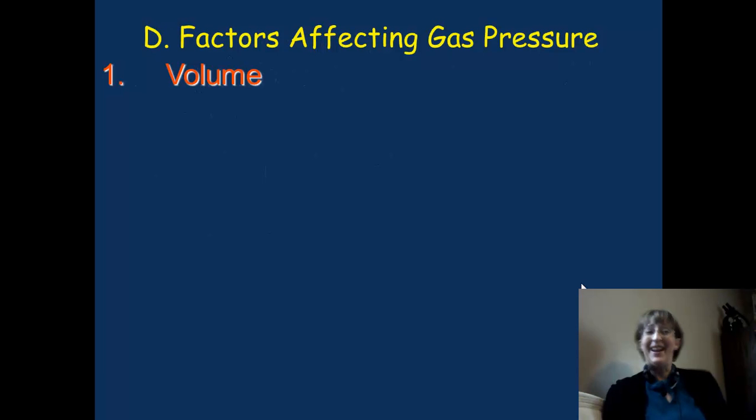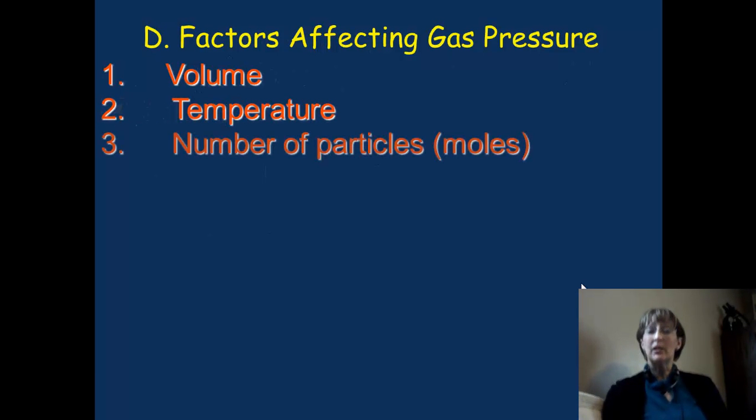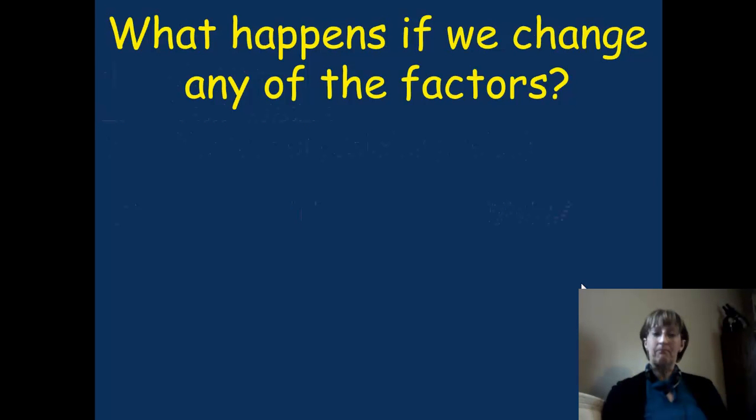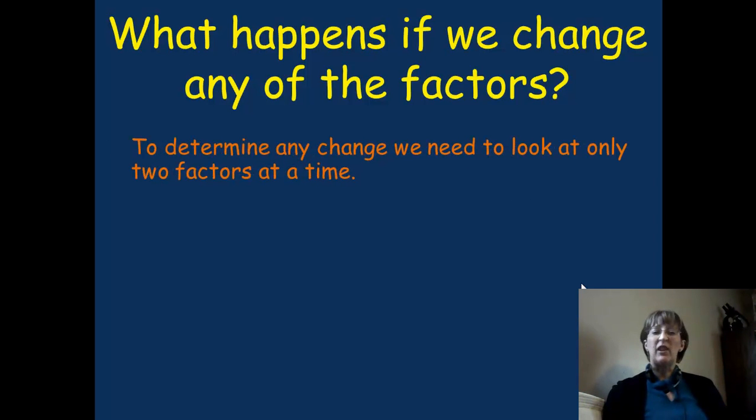Okay, volume, temperature, number of particles, PTV. What we're going to end up doing is writing PTV on a little 3x5 index card, in that order, PTV. And we can use that card to figure out what happens if we change any of the factors. What happens if you keep the volume constant and you change the pressure and temperature? Or what happens if you keep the temperature constant and change the pressure? What happens to the volume then? So we can use that little card to help us.